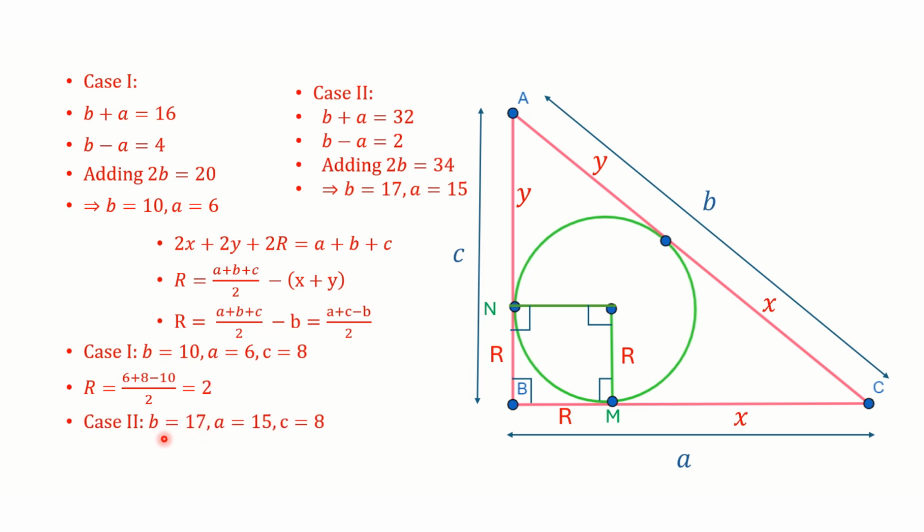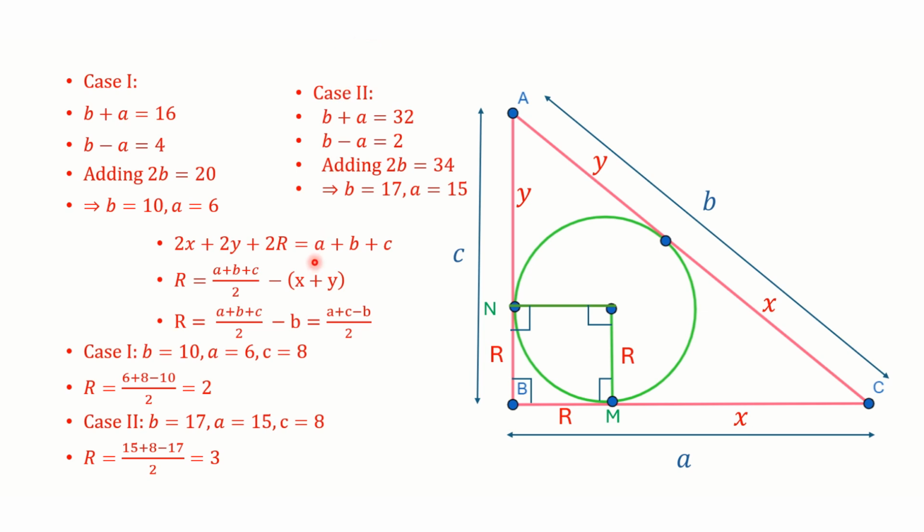Now in the second case, b is equal to 17, a is equal to 15 and c is equal to 8. So we can again calculate the radius: a plus c minus b, that is 15 plus 8 minus 17, divided by 2. So the radius is 3 units.